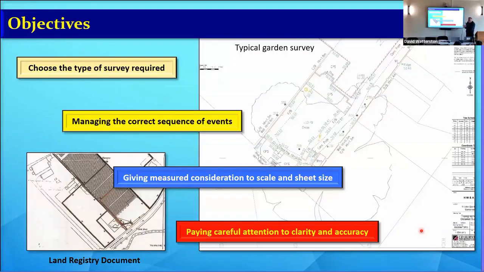So the objective of doing a survey is you need to know what you're going to do it for. Is it just a preliminary, or is it a full detail, as this one would be? So in here, they've surveyed pathways, hedges, walls, a grid of levels over it, outline of buildings, adjoining buildings, etc. So when you're doing a survey, you need to manage the correct order in which to pick up details and think about the sheet size.